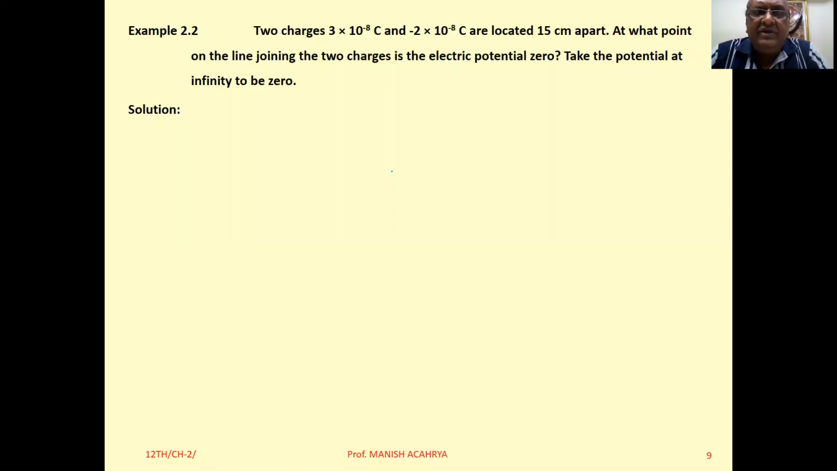Example 2.2. Two charges 3 into 10 raised to minus 8 coulomb and minus 2 into 10 raised to minus 8 coulomb are located 15 centimeter apart. At what point on the line joining the two charges is the electric potential 0? Take the potential at infinity be 0. Okay.